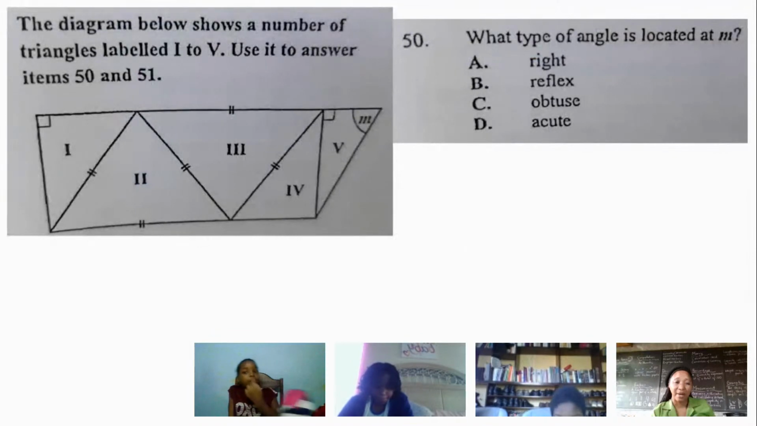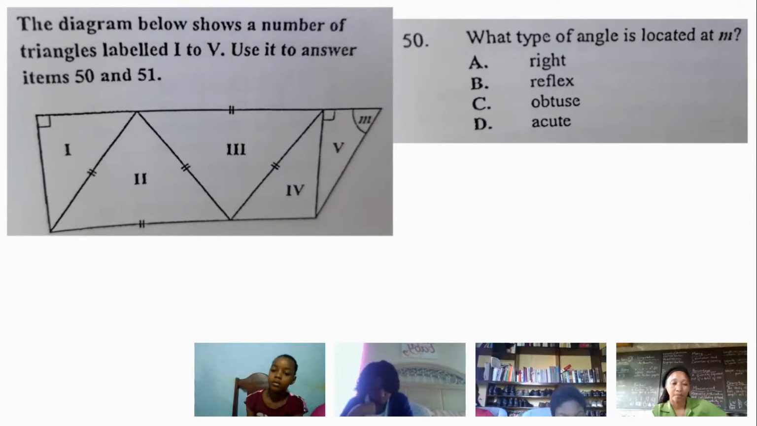Amari, back to you. Question 50. If you can't really see the top, it says the diagram below shows a number of triangles labeled I to V. Use it to answer items 50 to 51. So Amari, read question 50.